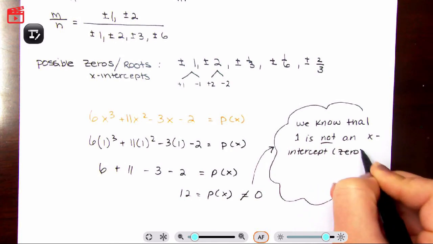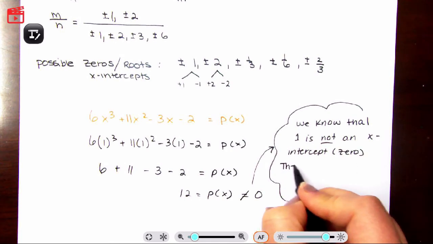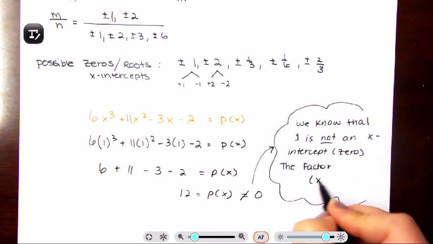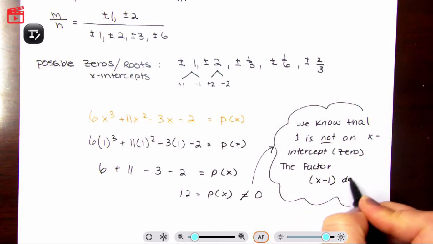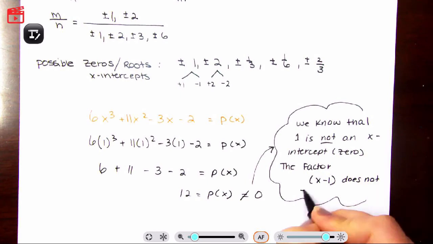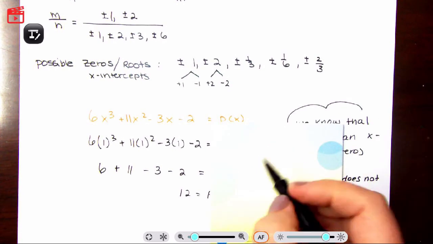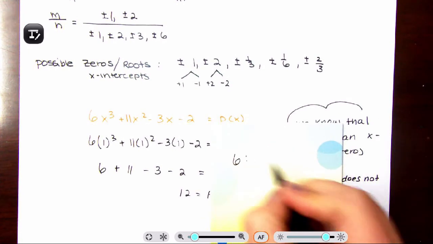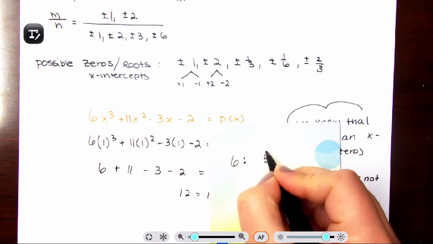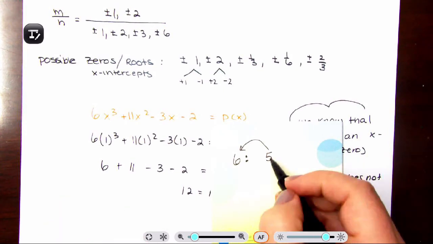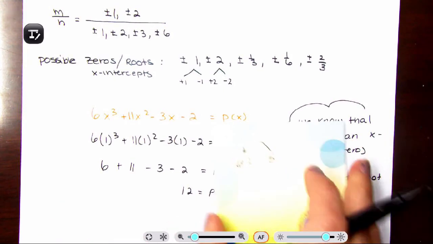Or a root. So that means the factor of the opposite, x minus 1, does not exist. It's not a perfect factor. It doesn't go in it. It's like saying, you know, we have 6 and I'm checking 5. 5 is not a factor of 6. 5 times something weird is 6, but however, 5 is not a perfect factor of 6.